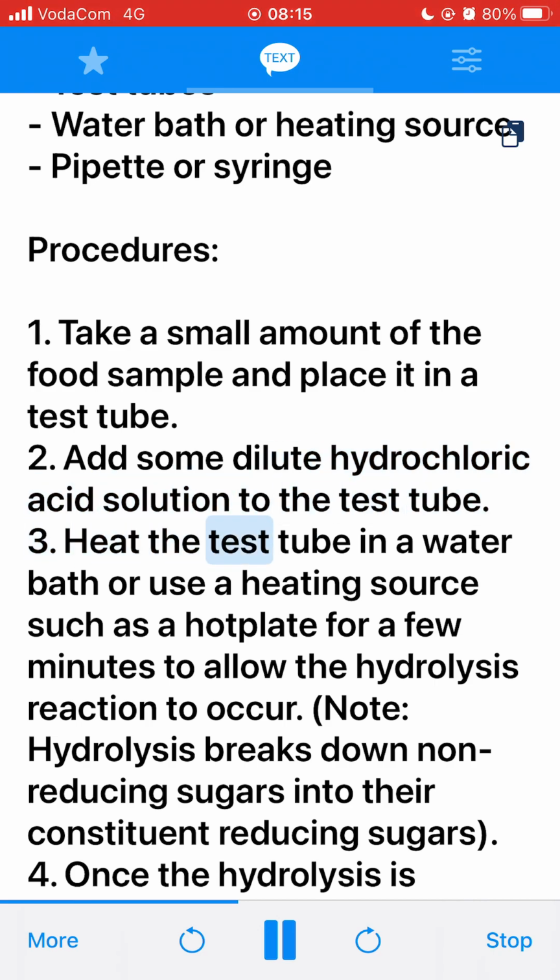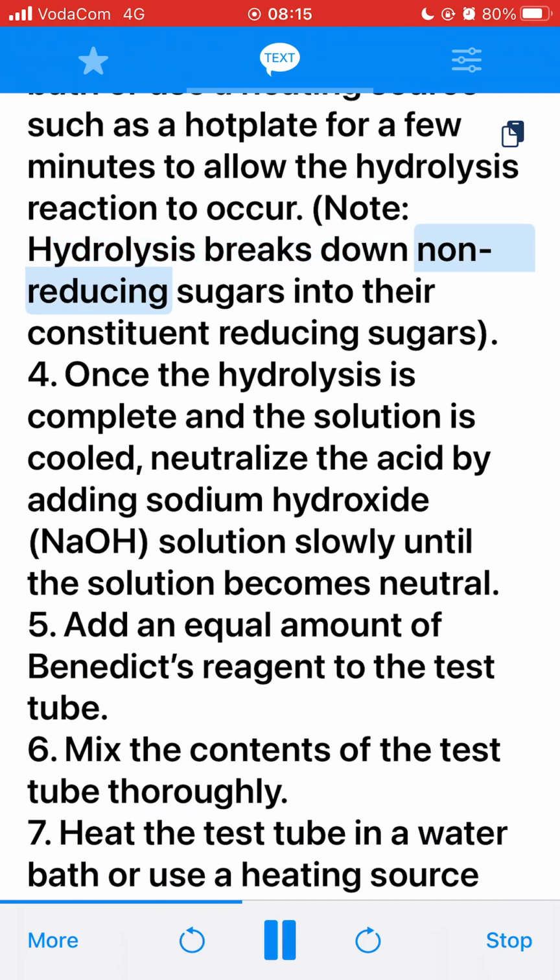3. Heat the test tube in a water bath or use a heating source such as a hot plate for a few minutes to allow the hydrolysis reaction to occur. Note: hydrolysis breaks down non-reducing sugars into their constituent reducing sugars. 4. Once the hydrolysis is complete and the solution is cooled, neutralize the acid by adding sodium hydroxide, NaOH, solution slowly until the solution becomes neutral.